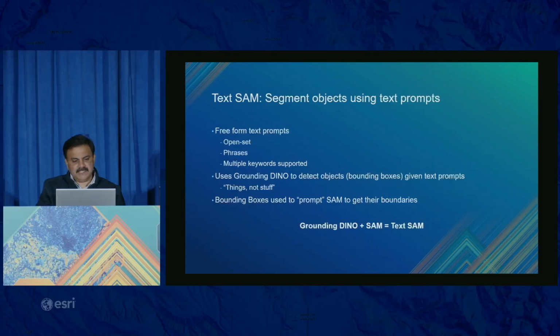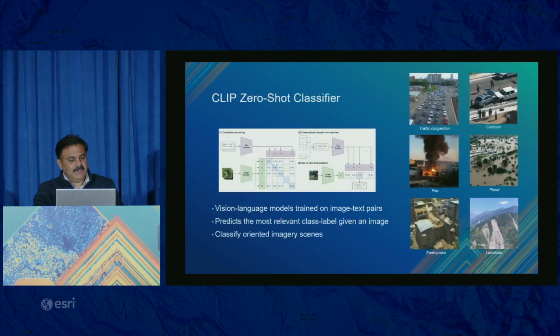We saw the application of Grounding DINO and combining it with SAM through Text SAM. I showed you a few examples. So this is what Text SAM does. But it detects things, not stuff. That's just a computer vision phrase used, right? When you're finding precise objects with a defined shape, it's things. But if it's everything else, those things that don't have a precise shape, that's the stuff. So that's where the segmentation model would work.